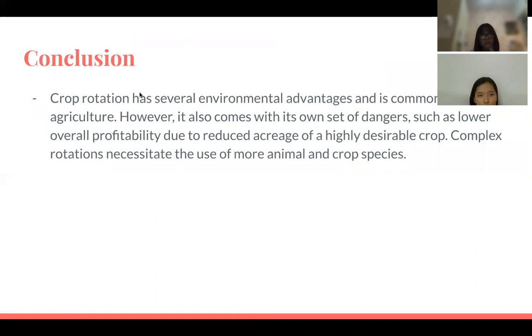So in conclusion, crop rotation has several environmental advantages and it is commonly used in agriculture. However, it also comes with its own set of dangers, such as lower overall profitability due to reduced acreage of a highly desirable crop. Complex rotation necessitates the use of more animal and crop species.